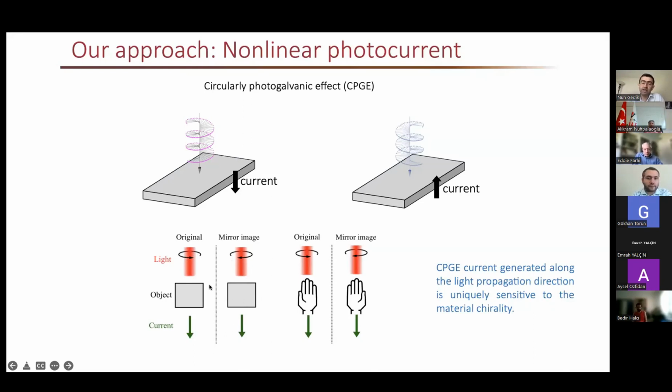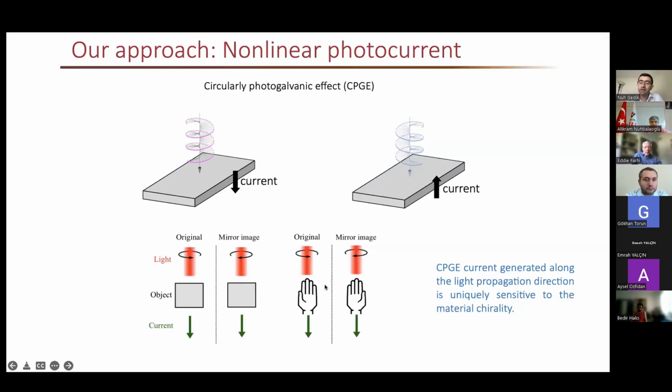So we conclude that if the object is not chiral, there should be no current that switches because you switch the helicity of the light. For an achiral object, helicity-dependent current is not symmetry allowed. Now, instead, if you have a chiral object, like your hand, which has a chirality, in the mirror it would look different. And therefore, my argument here would not work.